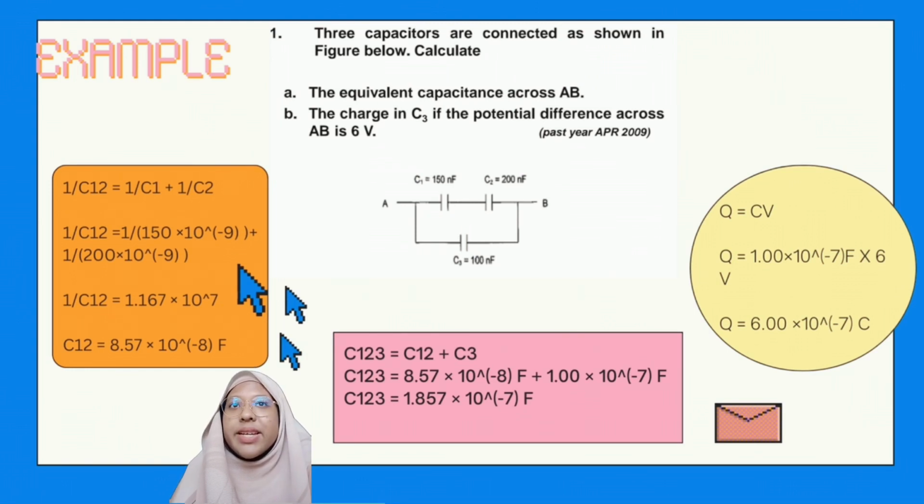For question B, the charge in C3 can be calculated using the formula Q equal to CV. We need to multiply C3, which is 1 times 10 to the power of negative 7, with the potential difference, which is 6 volt. So the final answer will be 6 times 10 to the power of negative 7. If the question asks for Q total or Q123, it can be calculated by the same formula, which is Q equal to CV. Instead of using C3, you need to use C123 and multiply it with the potential difference given.